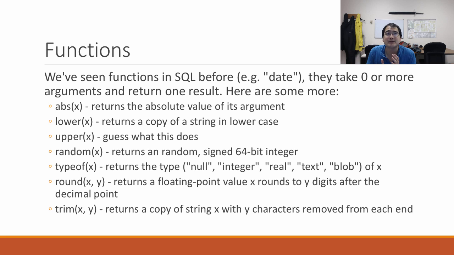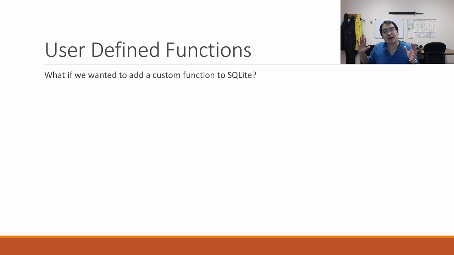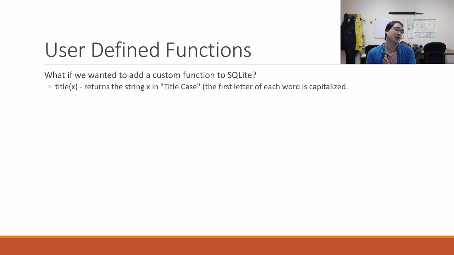However, there are times when there's a function that you would love to have in SQL, but it's not built in there by default. So what do? Well, instead of cry, you make a user-defined function. So this is for when you want to add a custom function, a function that you write, and you put your little special bugs that only you can put into your functions. So for instance, let's say we wanted to define a function called title. It takes an argument, like the string x, and returns it in title case, meaning that the first letter of each word is capitalized.